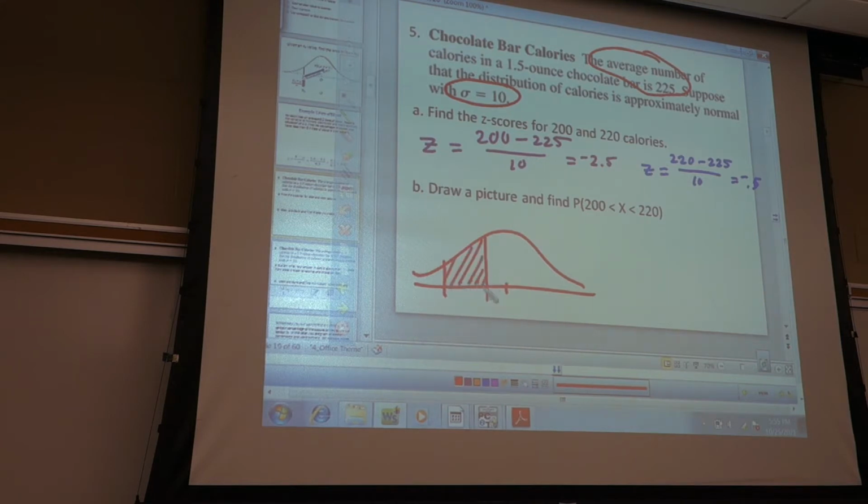Negative 2.5 is further negative than negative 0.5, so that's the lower one. And then we're going to do normal CDF of negative 2.5, comma negative 0.5. And everybody got what? 0.3023. Right. I got 0.3023.